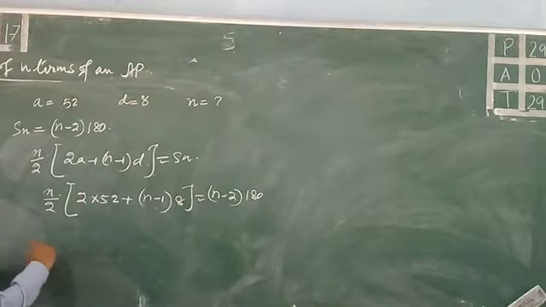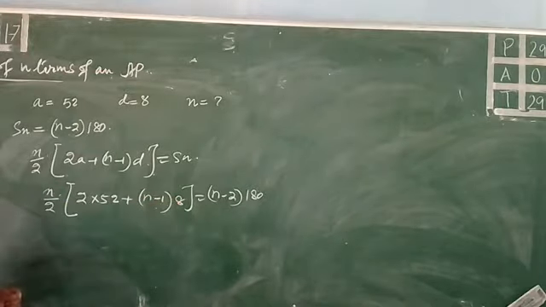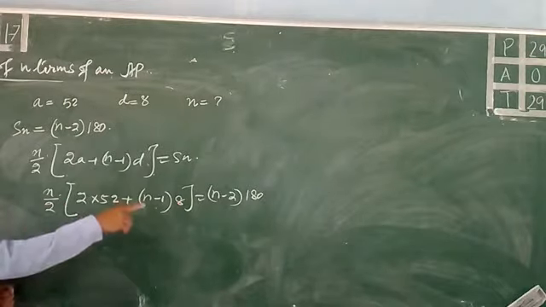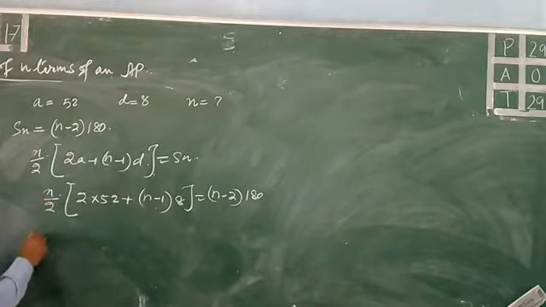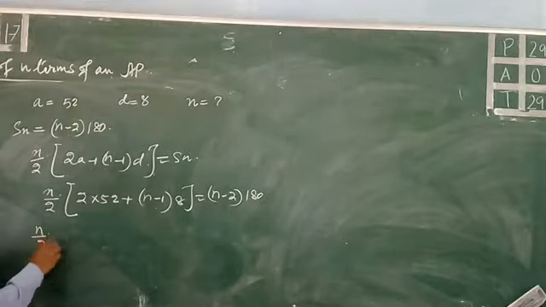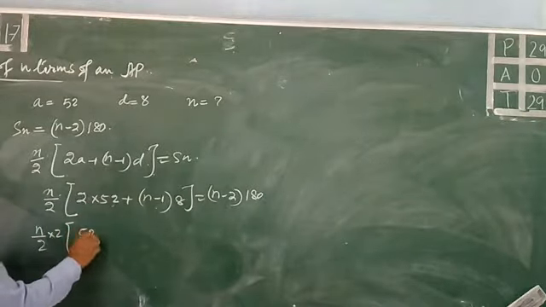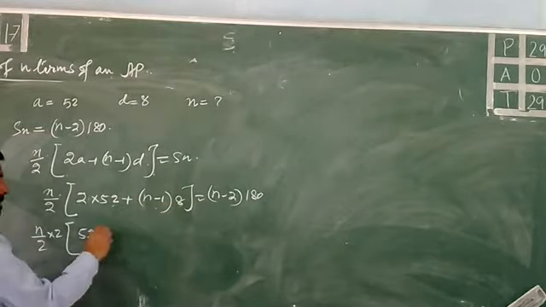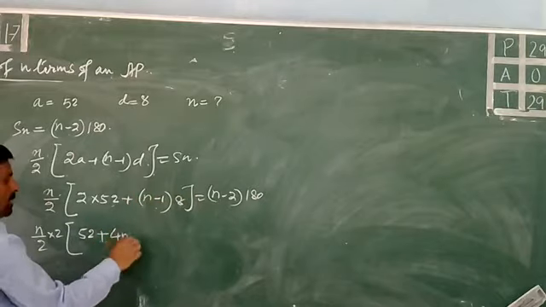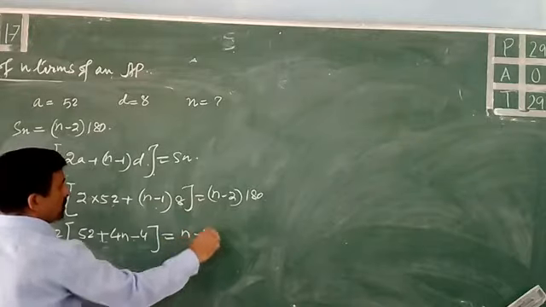Now, can we take 2 common from here, from both terms? Because this 2 has to be simplified, we could send it to that side, but it is better to simplify this side only, so that this becomes easier. This will be n over 2. If I take 2 common out, then this will be only 52, and from here it will be only 4. Then we simplify 4 into n, that is 4n minus 4, and this is equal to (n minus 2) into 180.